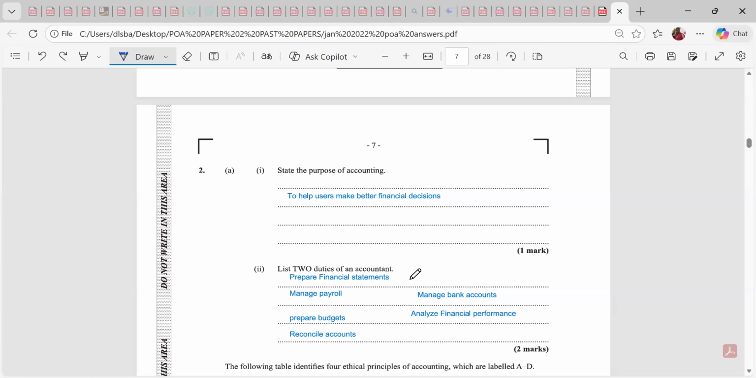I'm a potential investor trying to decide if I can invest or not. I can look at the accounting and make a better decision on whether or not to invest. List 2 duties of the accountant. So much to choose from. You could say preparing financial statements, manage payroll, manage bank accounts, do bank reconciliation, prepare journals, budgets. Anything of the sort would work.